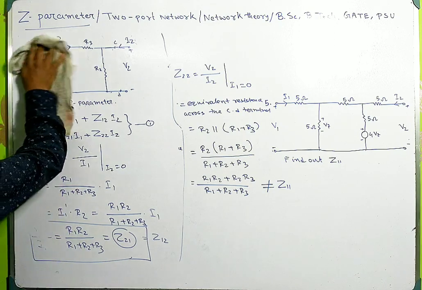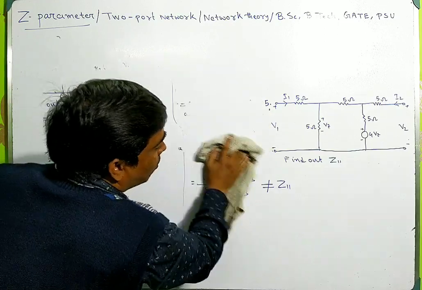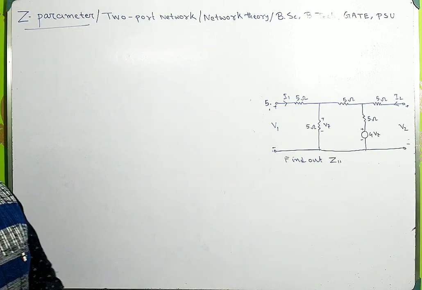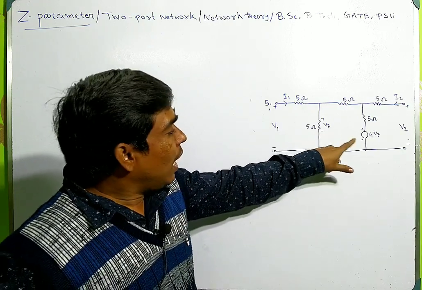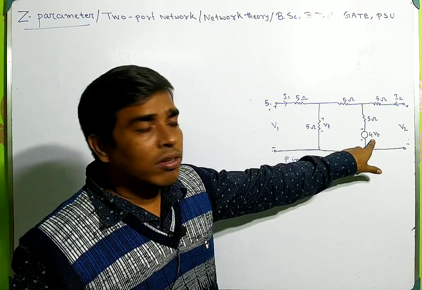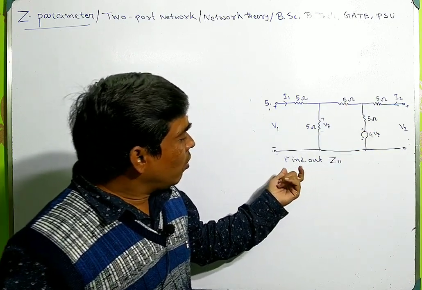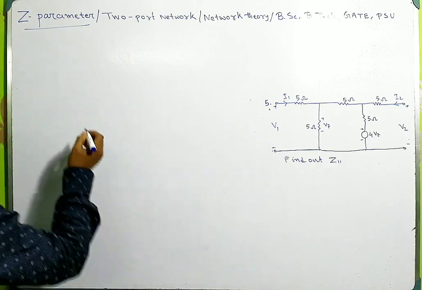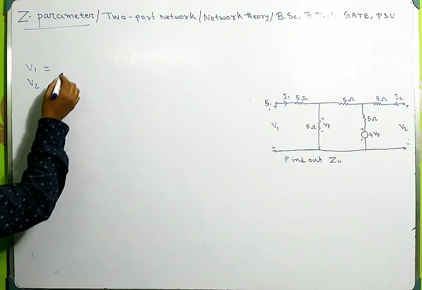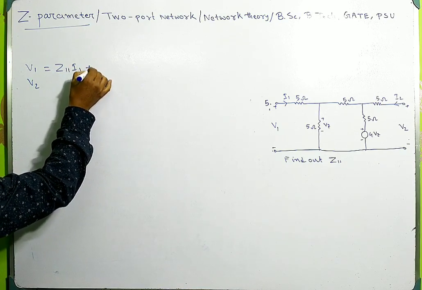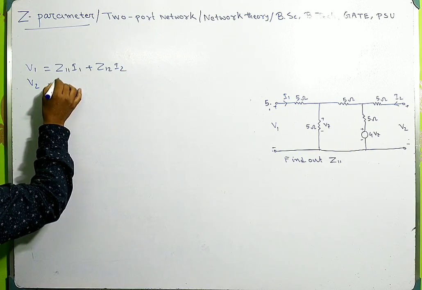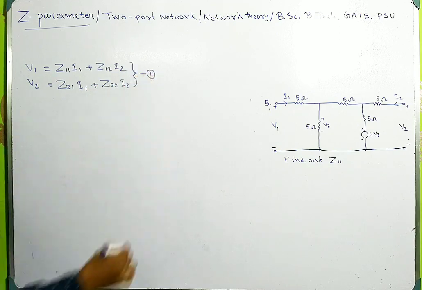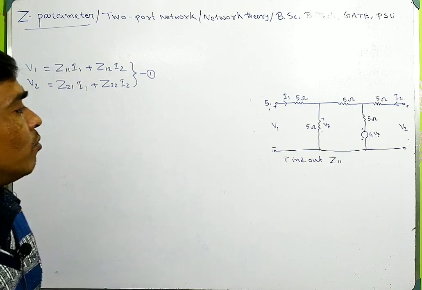Now there is another problem. We will solve this problem 5. You see this is the voltage Vz and this is a voltage dependent source. In this circuit you also have to find the Z parameters. V1 and V2 in terms of Z parameters can be written as V1 equals Z11 I1 plus Z12 I2, and V2 equals Z21 I1 plus Z22 I2. This is the pair of voltage equations V1, V2 in terms of Z parameters.